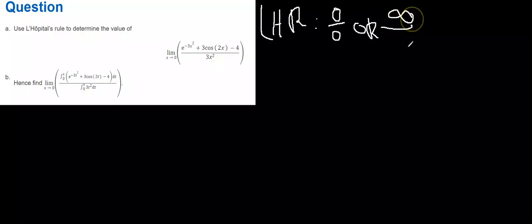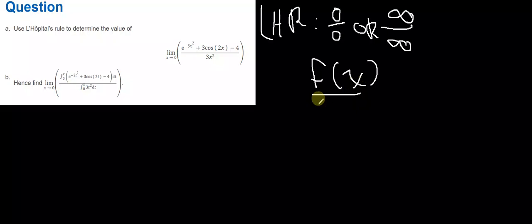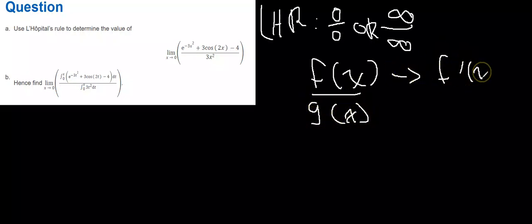So let's start with A. Just a quick reminder on L'Hopital's rule. If, when you substitute in, you get 0 over 0 or infinity over infinity for the limit of f of x over g of x, then L'Hopital's rule shows that it's equal to f prime of x over g prime of x. So let's put that into action.